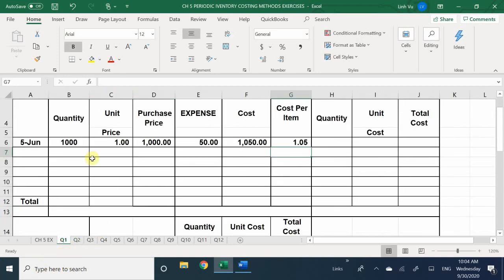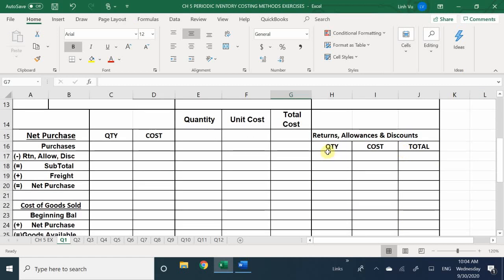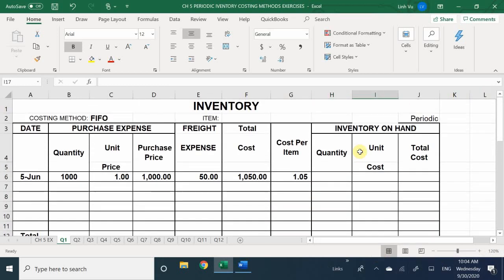Okay, so I have a little section. Again, this is the full one. I have a little section at the bottom right here that says returns and allowances and discounts. So I made a return of 200 items, okay? Now, how much did it originally cost me to purchase these items?